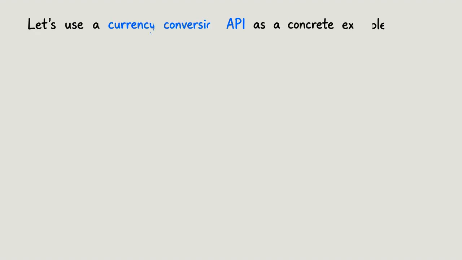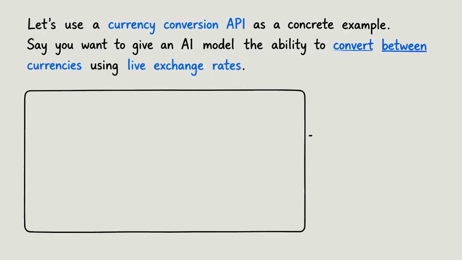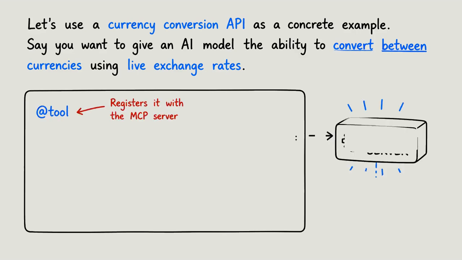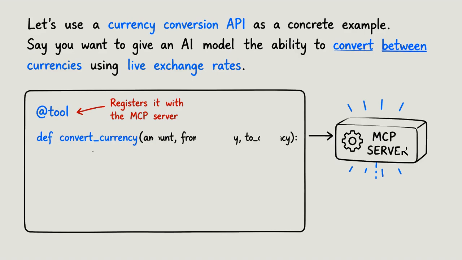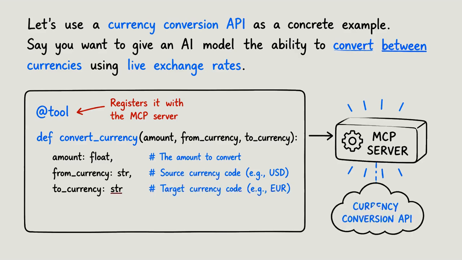Let's use a currency conversion API as a concrete example. Say you want to give an AI model the ability to convert between currencies using live exchange rates. You define a function called convertCurrency. It accepts three parameters: an amount, a source currency code, and a target currency code. The @tool decorator registers it with the MCP server.